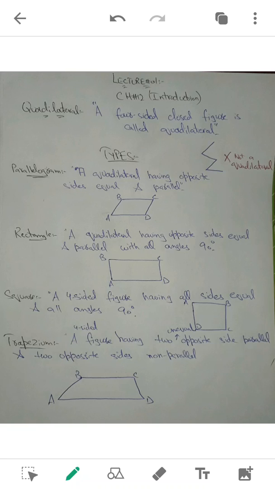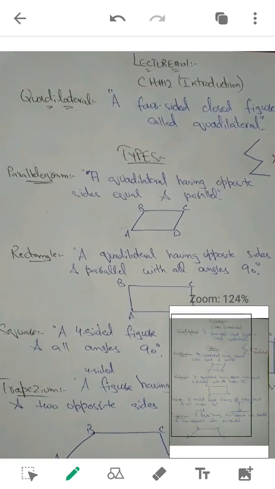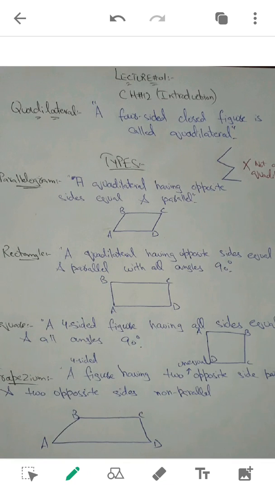Today we are going to start the last chapter of this term's syllabus, chapter number 12, which is basically related to four-sided figures. We will be covering some basic terms and definitions in this lecture to have a better grip. First remember, a four-sided figure in general is called a quadrilateral. Any four-sided closed figure is called a quadrilateral.